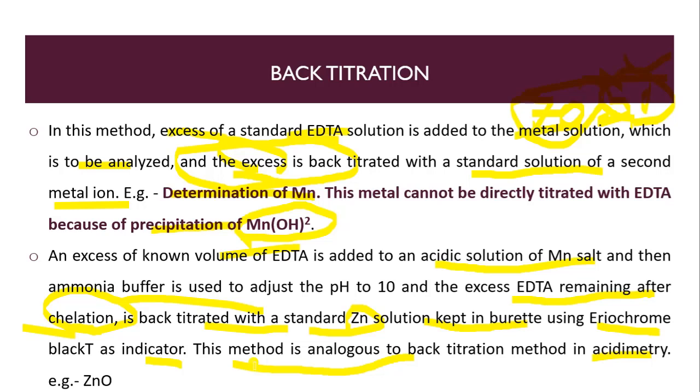But we don't know that 70% is used. Now we have to find how much manganese consumed EDTA. So how can we find it? We can find the amount of manganese from the EDTA, meaning the remaining unreacted solution, by using the other standard, that is zinc as a metal. So this is the back titration method.